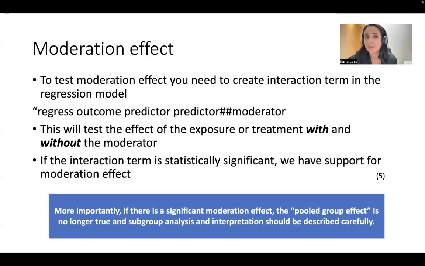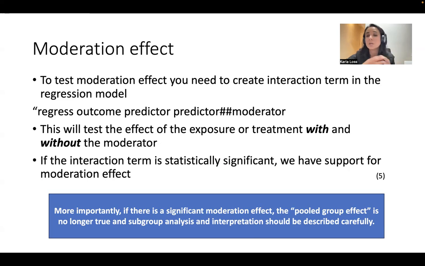To test the moderation effect, you need to create an interaction term in the regression model. Basically, you regress your outcome on the predictor, the moderator, and the predictor and moderator interaction term. This will test the effect of the exposure or treatment with and without the moderator. If the interaction term is statistically significant, we have support for a moderation effect. Again, another important conclusion is that if there is a significant moderation effect, the pooled or group effect is no longer true, and subgroup analysis with careful interpretation should be described.